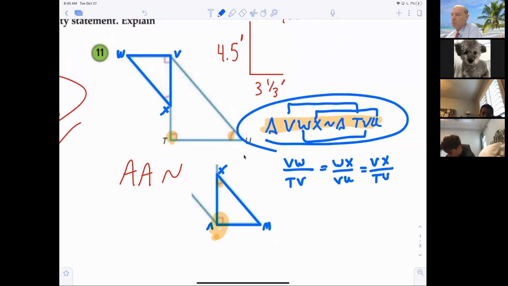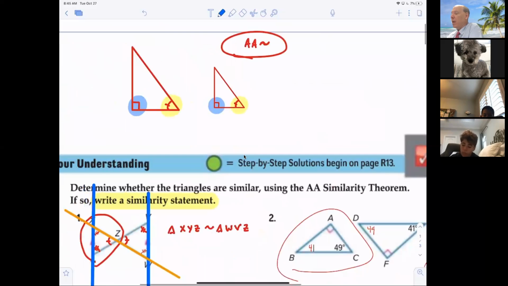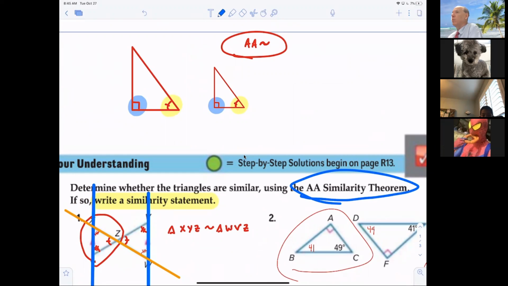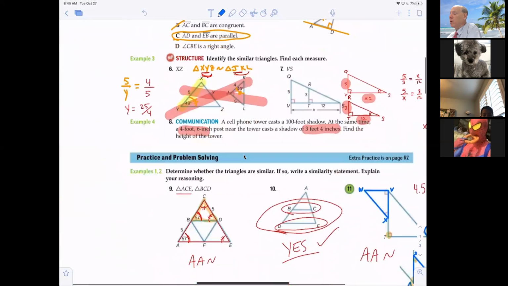So if the angles are equal, is it always similar? In a triangle, yes. If two angles are congruent to two angles in another triangle, then they're automatically similar. That's the angle similarity theorem. But if it's not a triangle, think about a square and a rectangle. A square and a rectangle are not similar, even though the angles are the same. But with a triangle, that is always true. If two angles are congruent, the triangles are automatically similar.